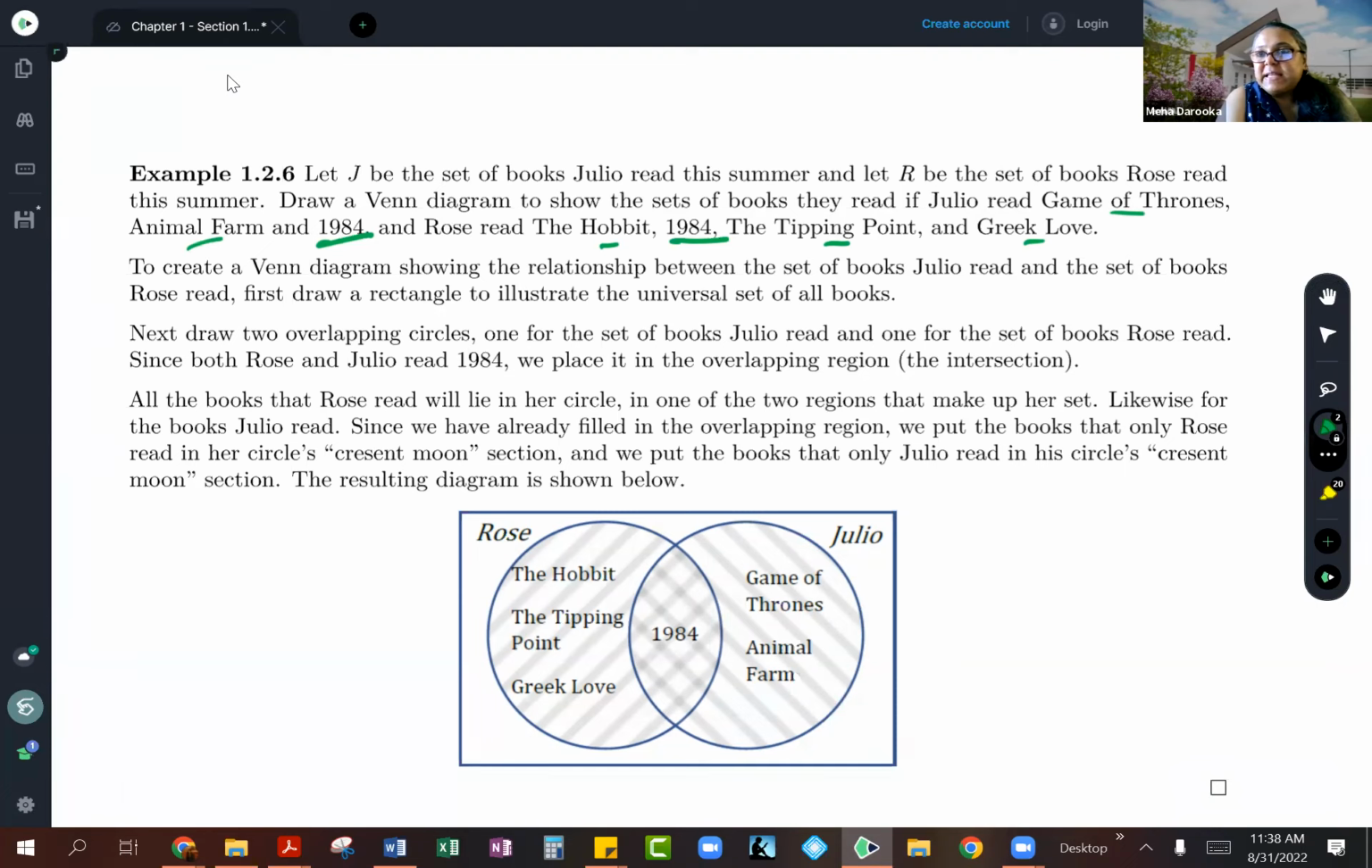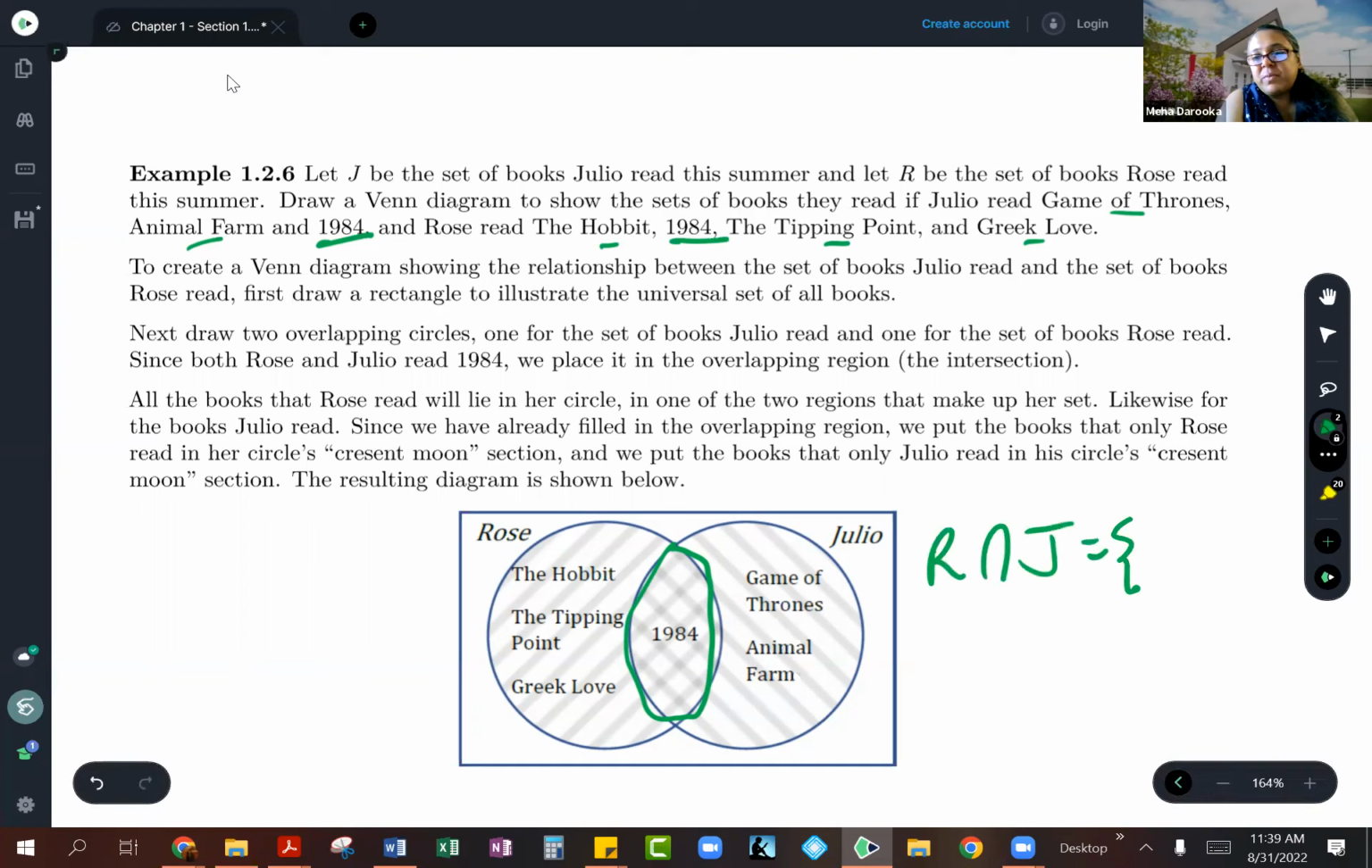So since 1984 is common between both of them, remember this represents the intersection. So the intersection between Rose and Julio would be 1984 because that's common. So that would be the intersection between both of them, and that would be 1984.